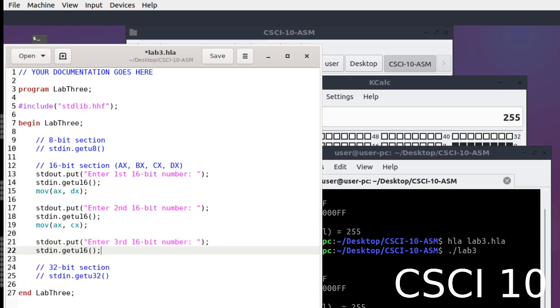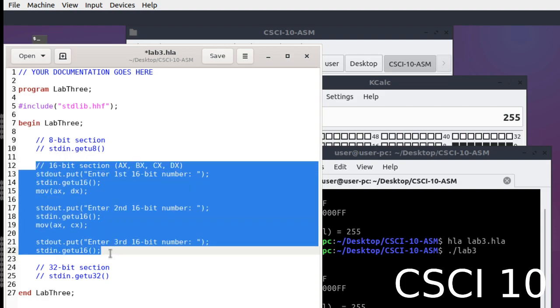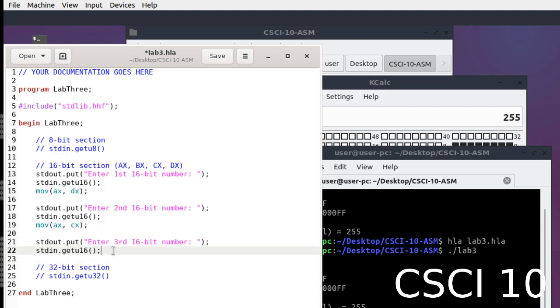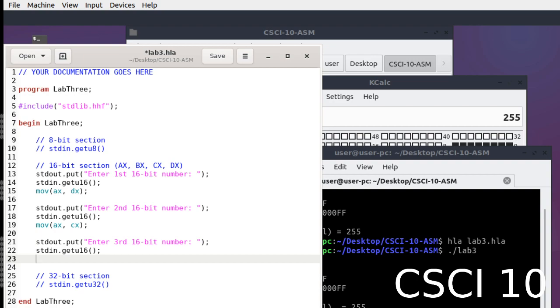also still an unsigned 16-bit because I'm still in the 16-bit section. So I know it's in AX because that's where get U16 puts it. So I'm going to use the move, which actually means copy. I don't know why they chose to call it that, but they did. The move instruction to copy the third input from AX, which is where they always go, into BX this time.